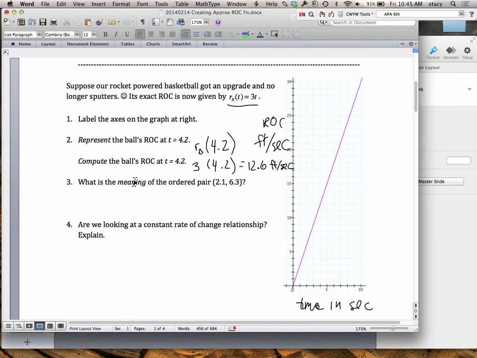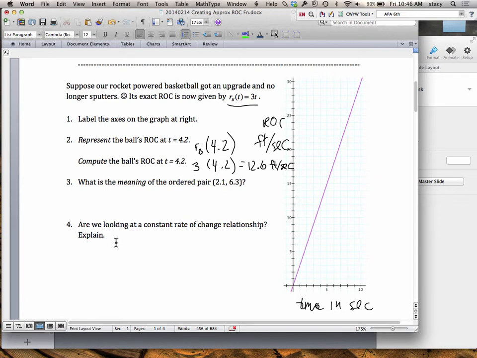Okay, so along those same lines, what is the meaning of the ordered pair (2.1, 6.3)? Beautiful. I'll repeat it because it'll take me too long to write it. So at 2.1 seconds, the rate of change of the ball is 6.3 feet per second. Okay?